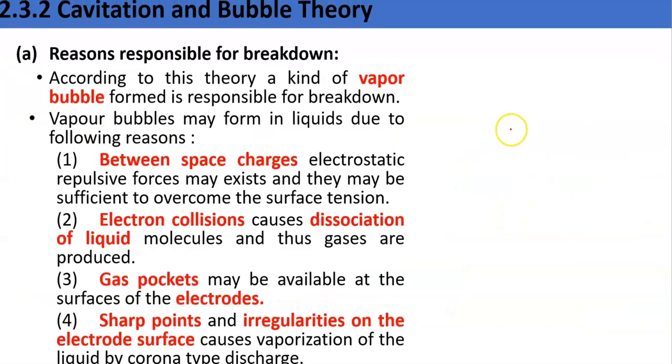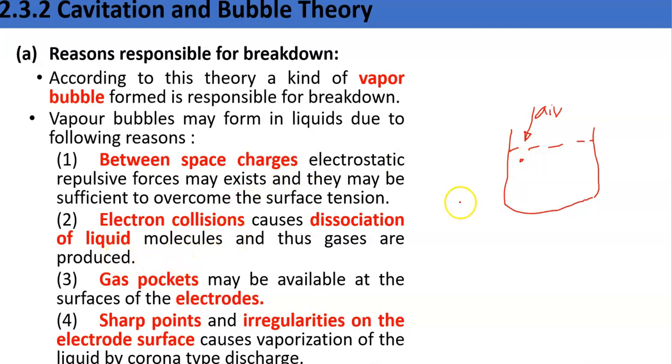See, when you are talking about the liquid, you are just considering the liquid level like this. So what is above this? Above this is air, and now air pressure is acting on that. So some air bubble may overcome the surface tension and get trapped in the liquid. So between the space charges, electrostatic repulsive forces may exist and they may be sufficient to overcome the surface tension, and like this that air bubble will be there.